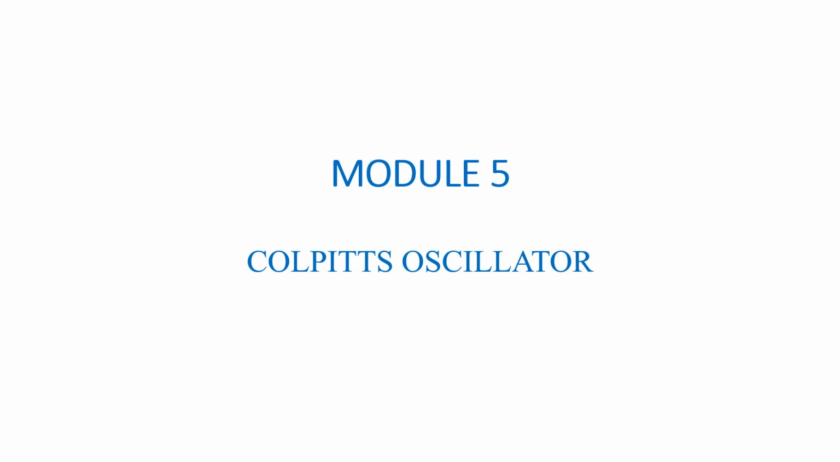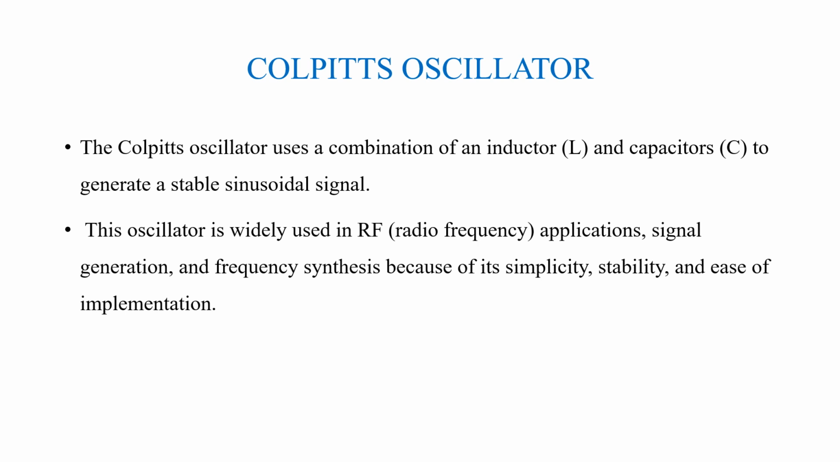Module 5: Colpitts Oscillator. The Colpitts oscillator uses a combination of inductor and capacitor to generate a stable sinusoidal signal. The applications of this particular oscillator include RF applications, signal generation, and frequency synthesis. And the advantages include simplicity, stability, and ease of implementation.